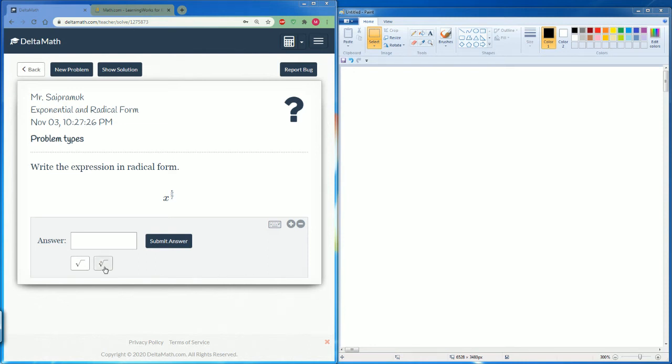Welcome, this is the DeltaMath tutorial, exponential and radical form. It asks, write these expressions in radical form.